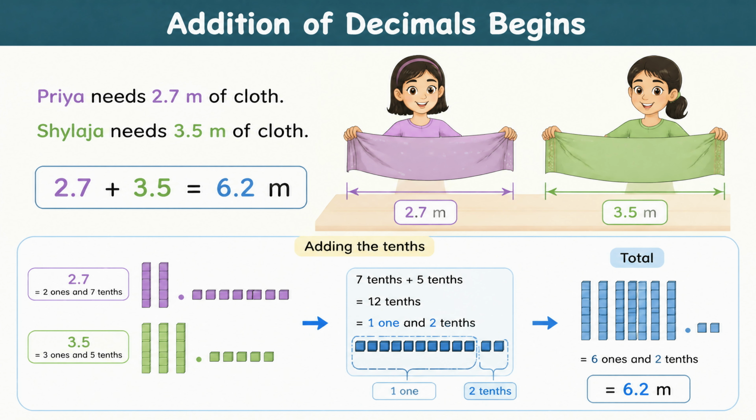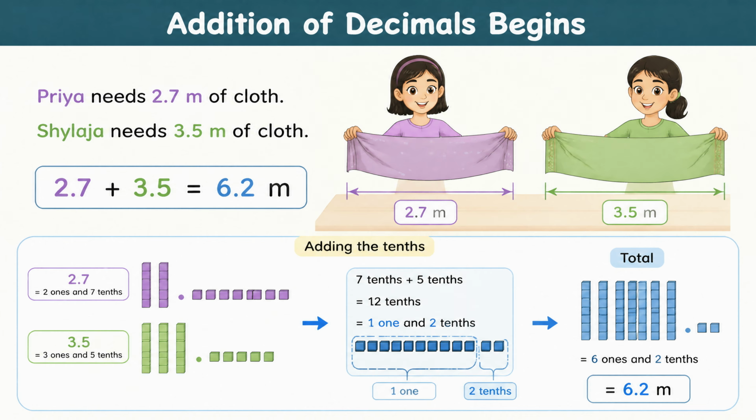Addition of decimals. Priya needs 2.7 meters of cloth. Shilaja needs 3.5 meters of cloth. To find the total cloth needed, add 2.7 and 3.5. 2.7 means 2 meters and 7 tenths. 3.5 means 3 meters and 5 tenths.